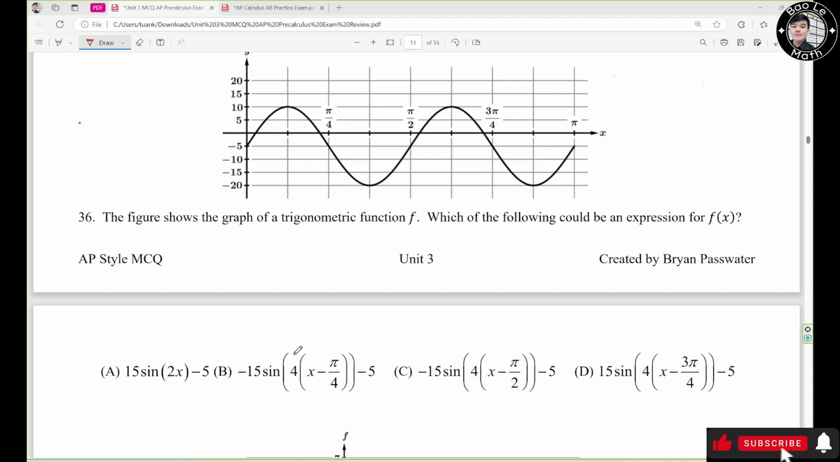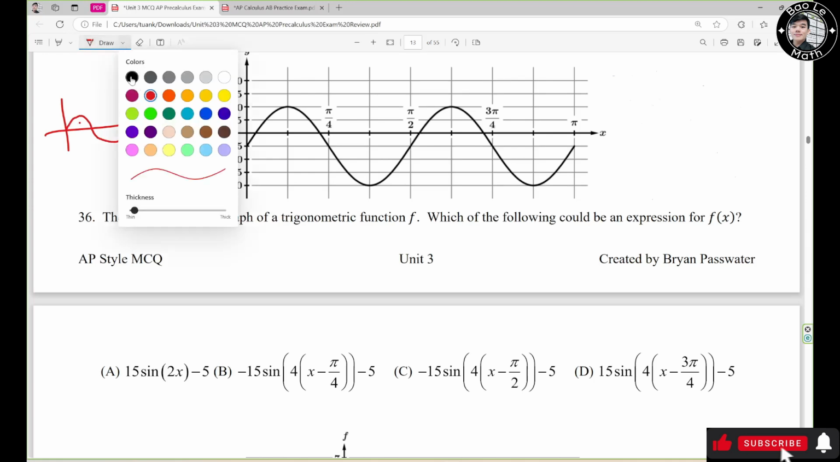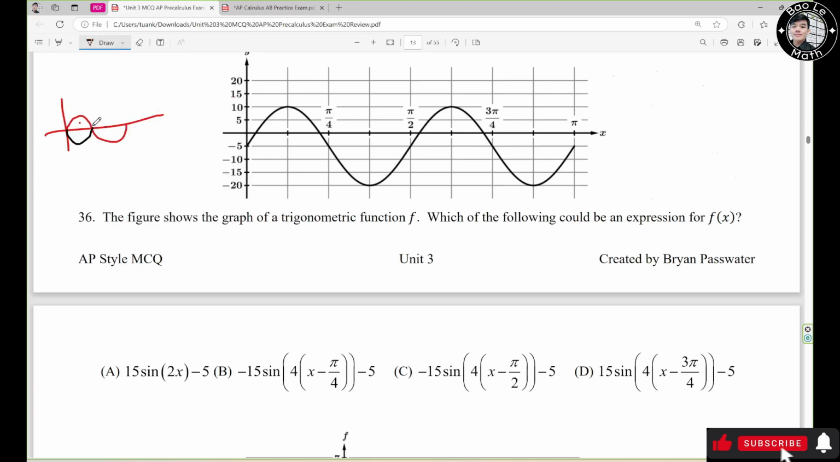Now let's move on to question number 36. Question 36 is similar to question 35. The only thing different right here is that this is going to be a sine function. Now keep in mind the sine function starts from the midline, so it can be like this. Now if there is a reflection, it can be like this, right? So we look at this one, we need to find the period first. Now the period should be from here to here, so it can be pi over 2. Now we have the period is pi over 2.